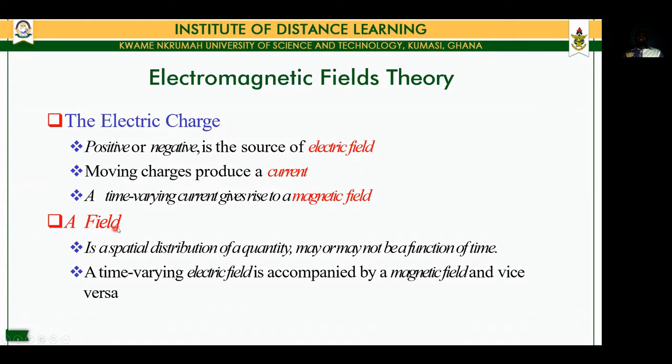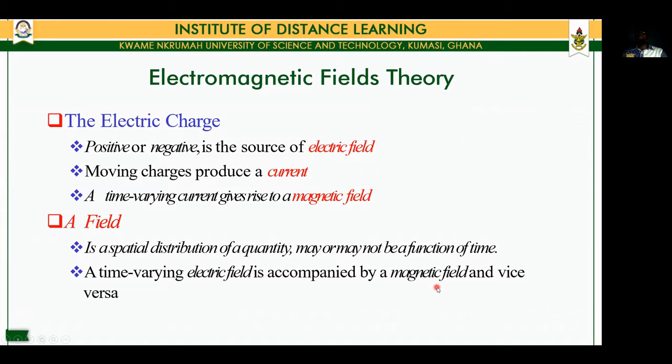Again, coming back to what a field is, a proper definition for a field: we say it's a spatial distribution of a quantity. And it may or may not be a function of time. If the field is static, it may not be a function of time. But if it's dynamic, it may be a function of time. And as we said before, a time-varying electric field is accompanied by a magnetic field and vice versa, which means that a time-varying magnetic field is also accompanied by an electric field.